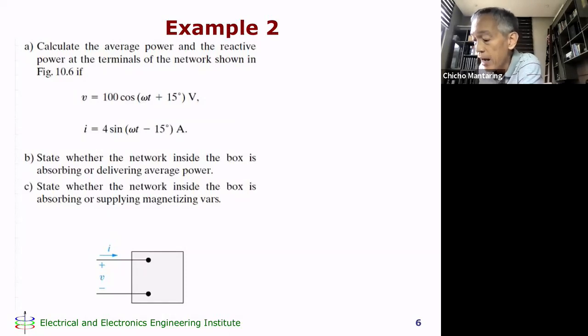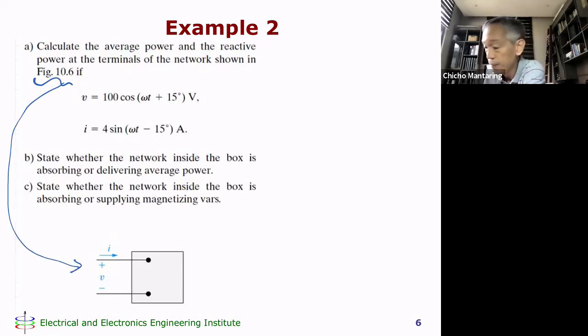Calculate the average power and reactive power to the terminals of the network shown in figure 10.6. So this is figure 10.6. Itong figure na to, that's this. Where you have a voltage across the terminals given by this expression, and you have a current flowing through the terminals given by this expression. Take note that the passive sign convention is applied. This follows the passive sign convention.